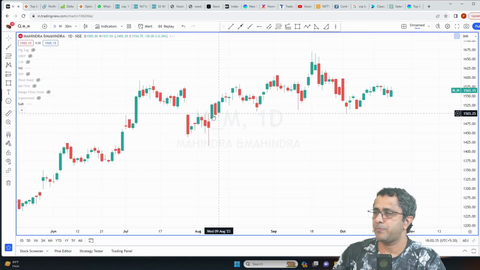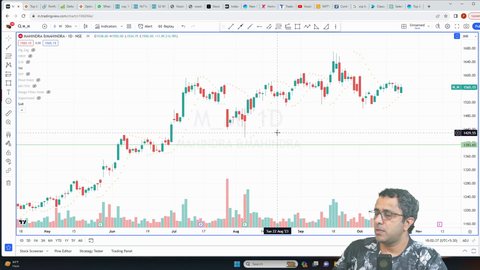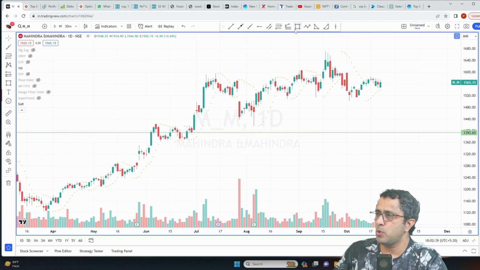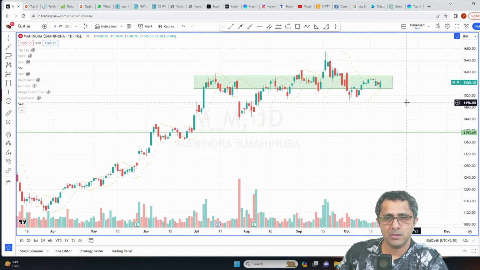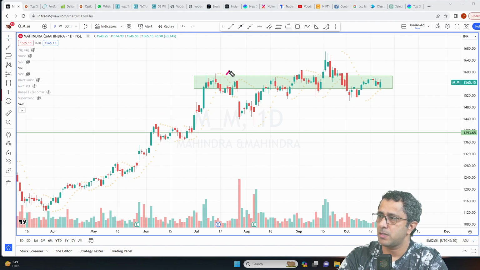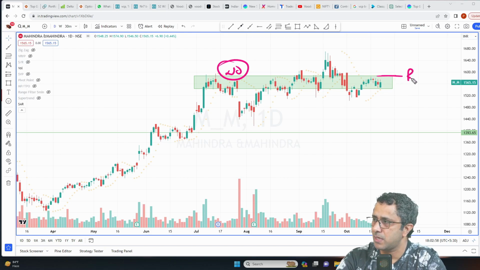Mahindra and M&M. All right. Now look here. This stock is almost trading in a range. Can we take this stock for trading the next day? I would say no, not ready, because even if it rises, it has a maximum resistance here.